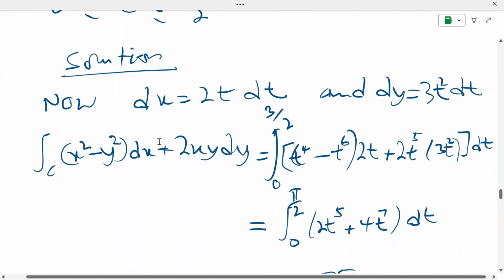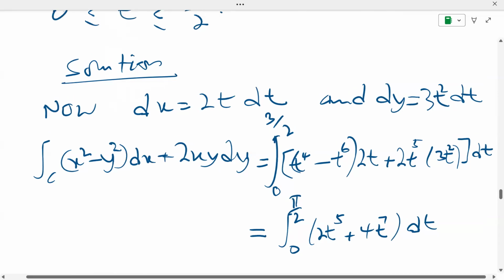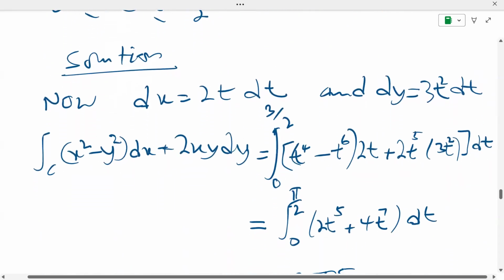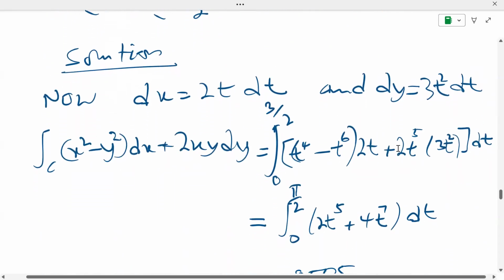And then we have our dx. Dx is 2t dt. So we get 2t plus. When we come here, our 2 is there. Then we have our x and our y. From the question, our x is t squared, then t cubed. So when we find their product, we shall get t raised to the power 5. And then our dy is 3t squared. So we put it there, and then our dt comes.